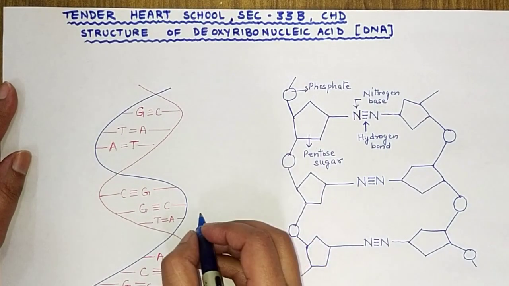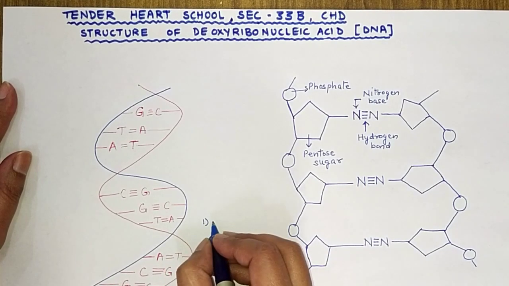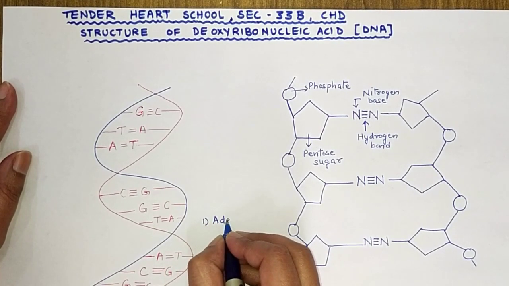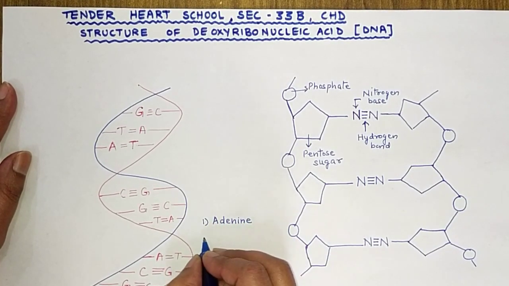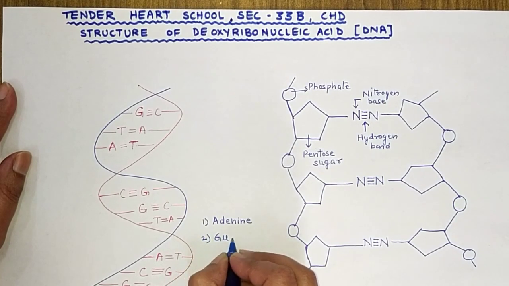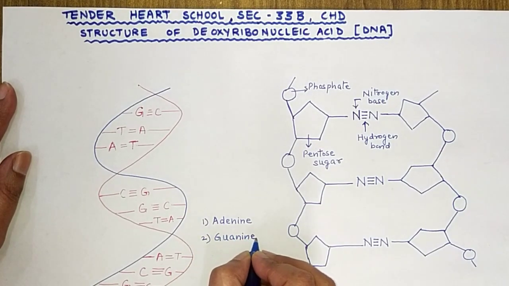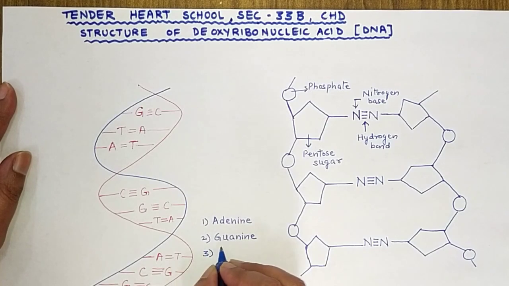So I'll write the names of the four nitrogen bases we have: adenine, guanine, cytosine, and thymine.